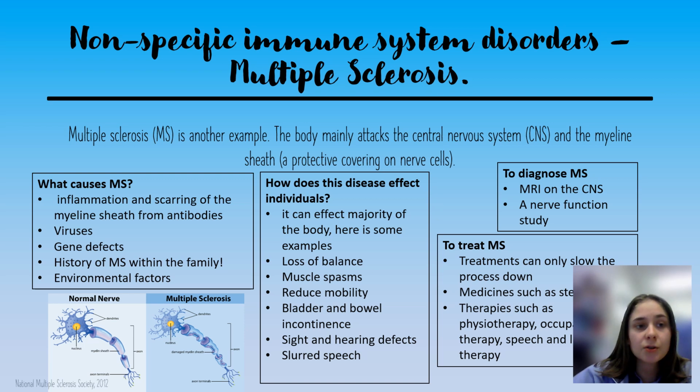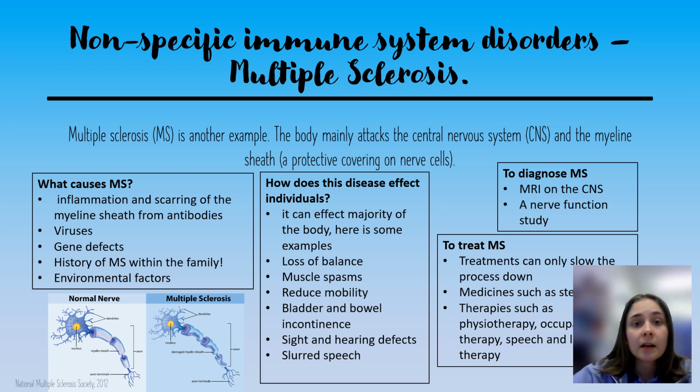attacking the central nervous system, the symptoms can vary depending on the location being attacked. The symptoms can take place throughout the body, and there can be a loss of balance, muscle spasms, reduced movement, bladder and bowel incontinence, sight and hearing problems, and slurred speech.